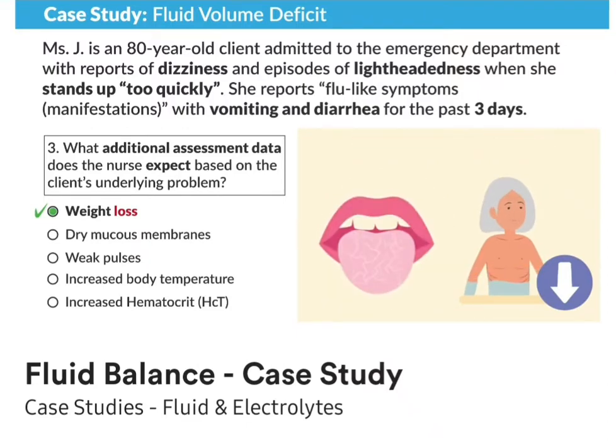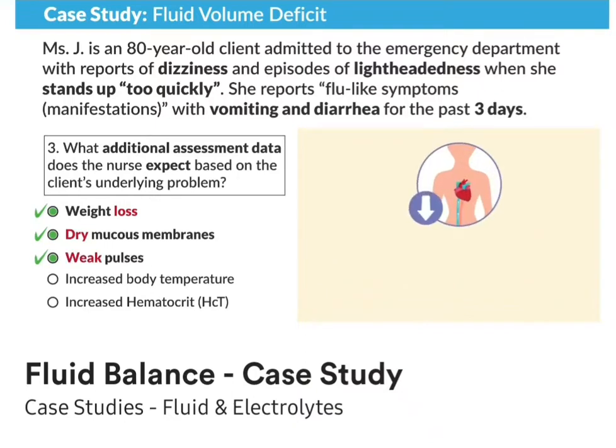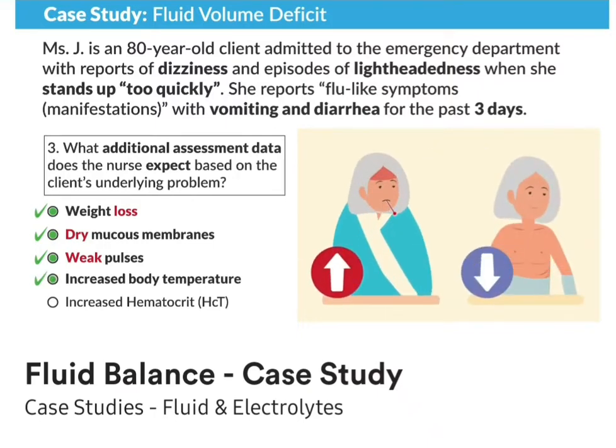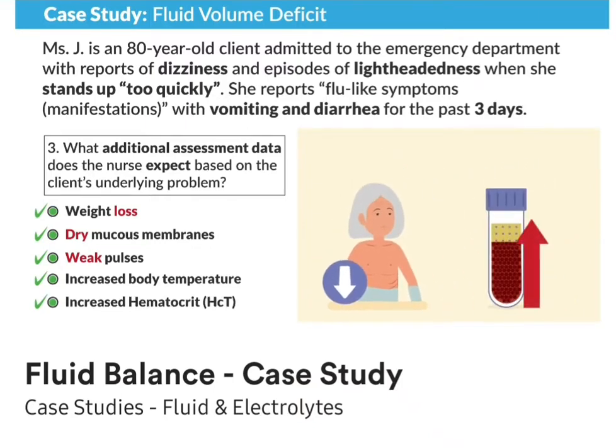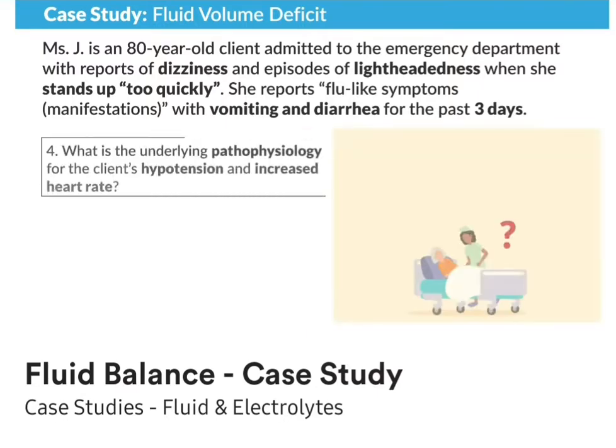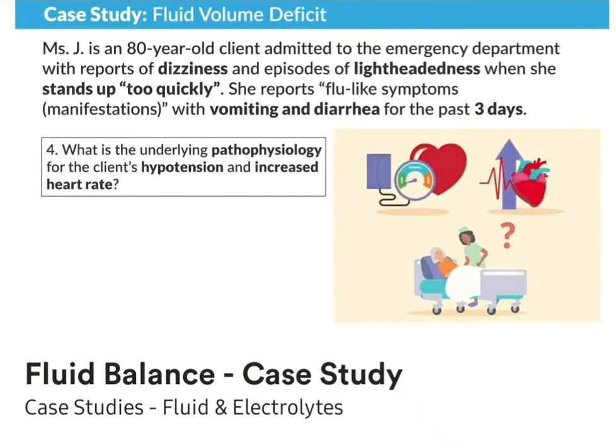And we expect dry mucous membranes, of course, because dehydration dries the body. And weak pulses, those low little pulses from the low fluid volume. And increased body temperature, because when the body is dry, then the temperature is typically high. And lastly, increased hematocrit, because as we know, when the body is dry, then the labs appear high. Now moving on to question 4. What is the underlying pathophysiology for the client's hypotension and increased heart rate?